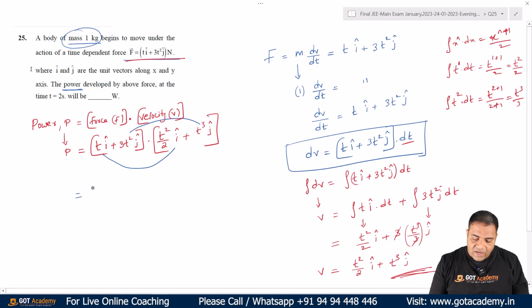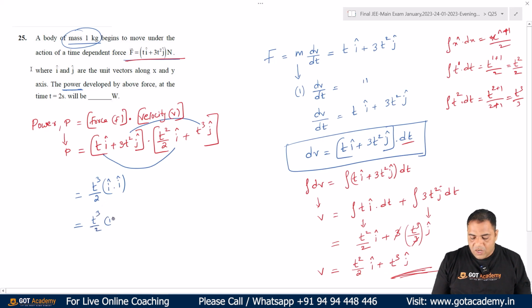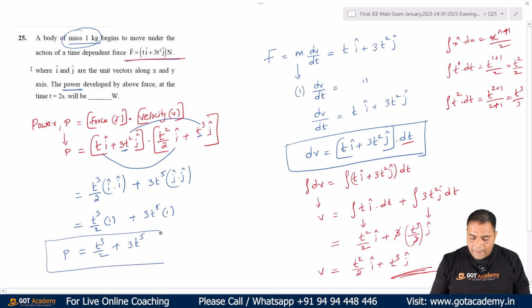So t into t square by 2, that is t cube by 2, with i dot i, which is 1. So you get here t cube by 2. Okay. Next, 3t square and t cube. So what do you get here? 3t power 5, again j dot j. What is j dot j? 1. So it is 3t power 5. So this is what is power. Like this you got power. So this is the power developed by the force in t seconds.